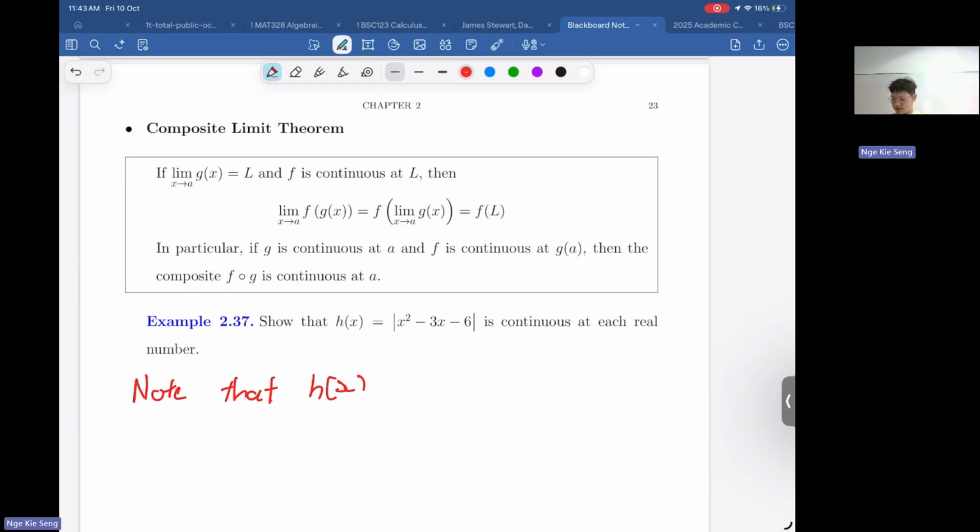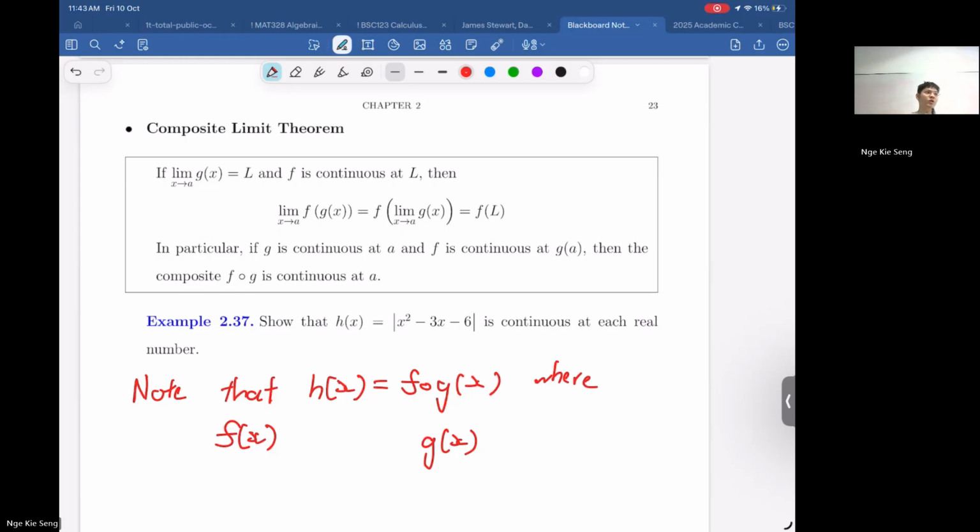This h(x) here, we can realize as the composite of two functions. Okay, so what are the two functions? What do you think f could be? What could g be? You could do x squared minus 3x minus 6 first, and then only you do the absolute value.